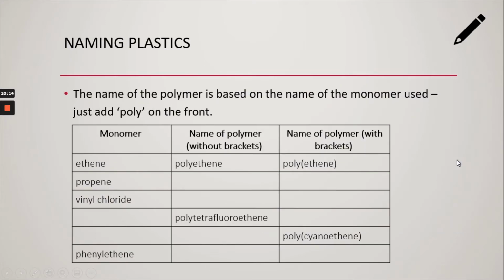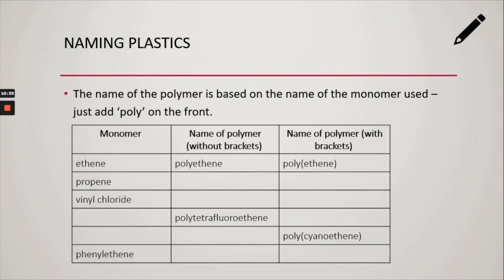Okay, so we're gonna look at the mechanism for how we make the chains to make a certain type of polymer in a wee bit. But first we're just going to look at the names of plastics. This should be nice and easy. So the name of a polymer is based on the name of the monomer used. You just add poly on the front. It's as easy as that.